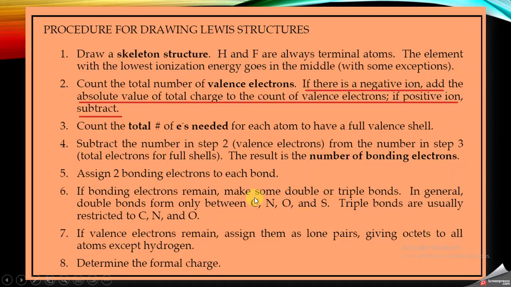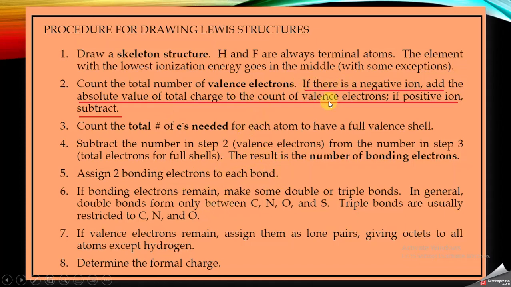So this is the summary of the rules for drawing Lewis structures. There is one additional point that I have added here: sometimes you have negative ions or positive ions. If you have a negative ion, then you add the absolute value of the total charge to the valence electrons, and if you have a positive ion, then subtract that value from the total number of valence electrons. The other steps are the same as we have done.